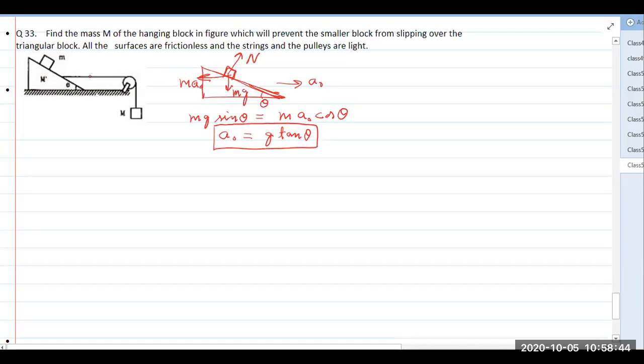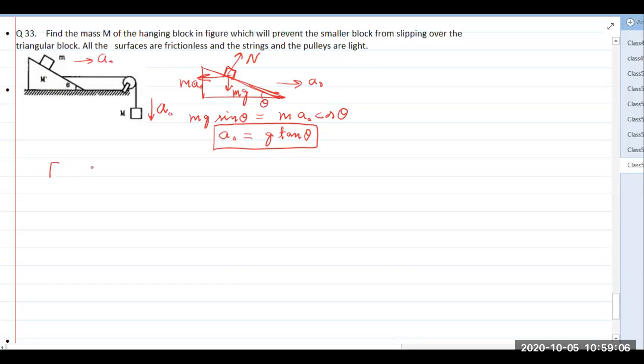This whole system will accelerate with g tan theta, only then will this smaller block not slide. This condition we have already derived in the last problem. So this is the acceleration of the system. Now, the hanging mass will have the same acceleration a naught, and now we can write the equations.